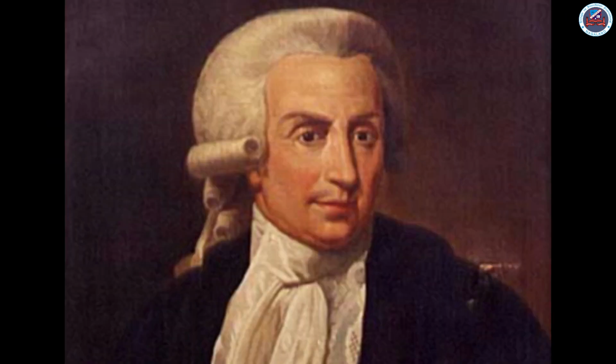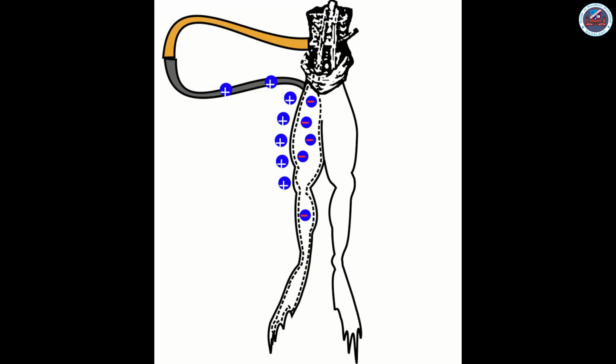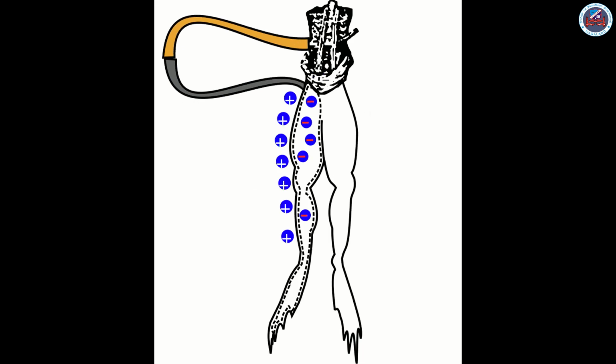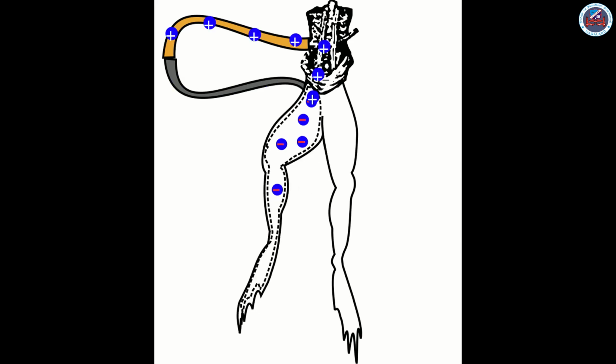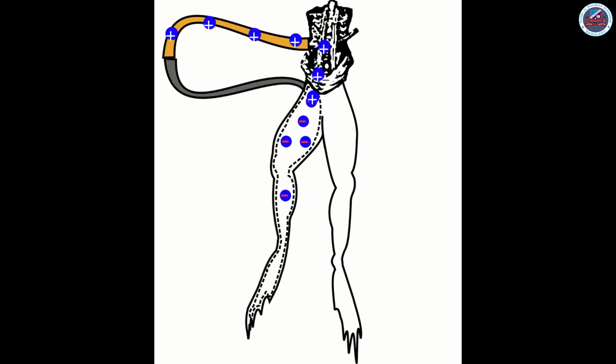Luigi Galvani was an Italian doctor. About 1780, he discovered current electricity. He hung a frog's leg on copper hooks over an iron railing and noted that the muscles twitched. Galvani was correct when he said that the twitching was caused by the electric current, but he thought that current came from the frog's leg's nerves and called it animal electricity.